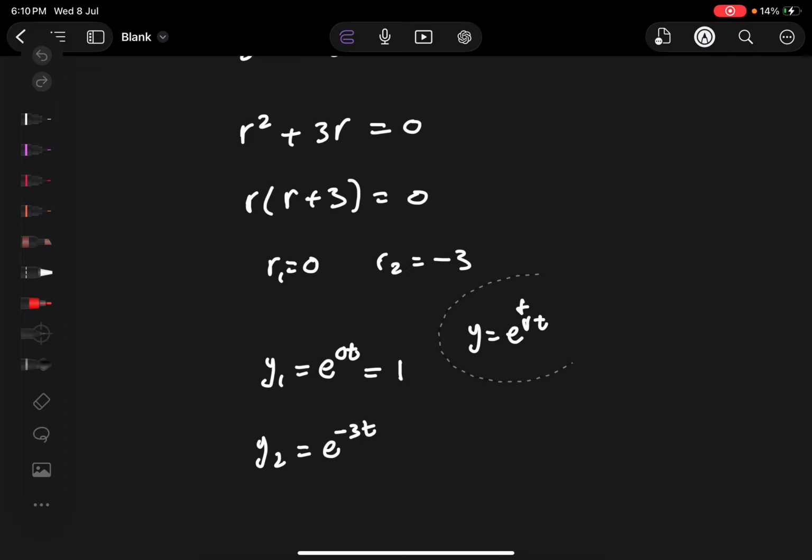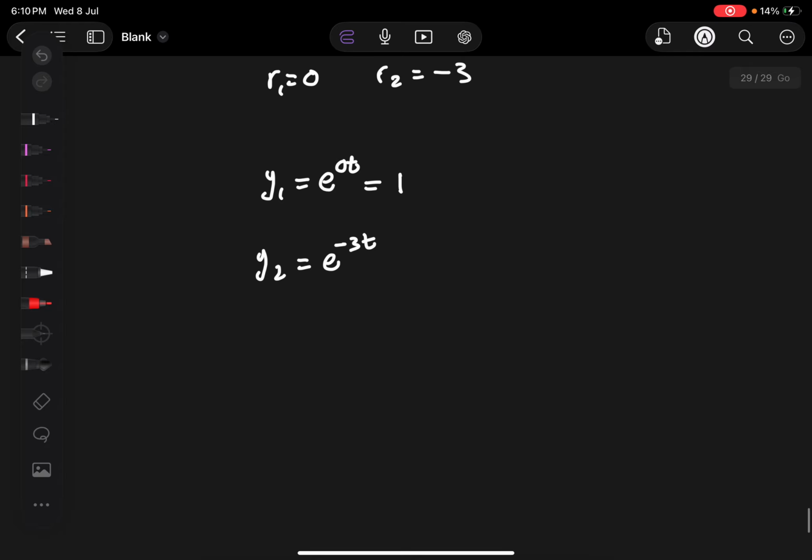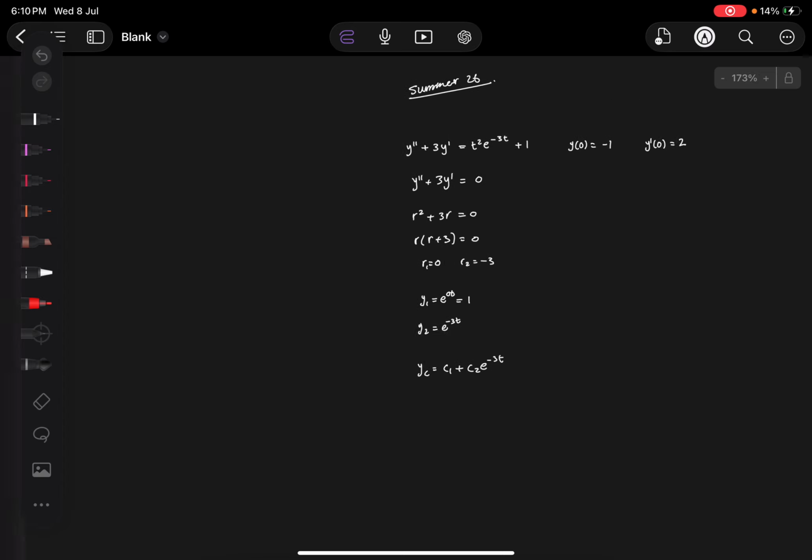So yc is a linear combination of these two: C1 multiplied by y1, which is 1, plus C2 multiplied by y2, e to the negative 3t.